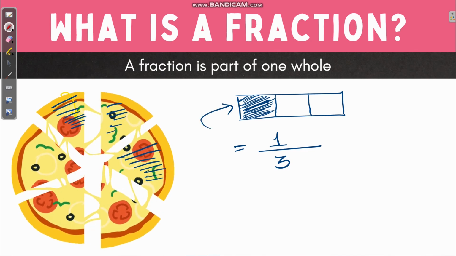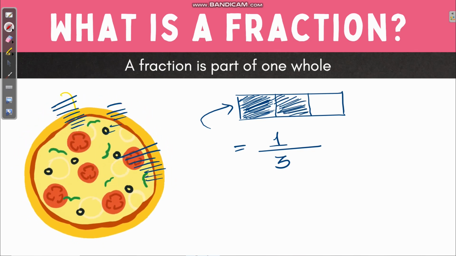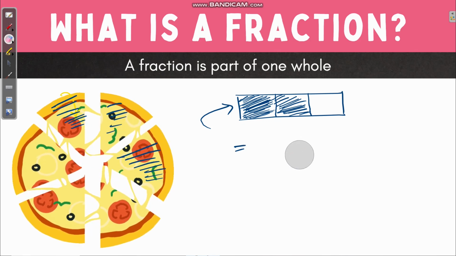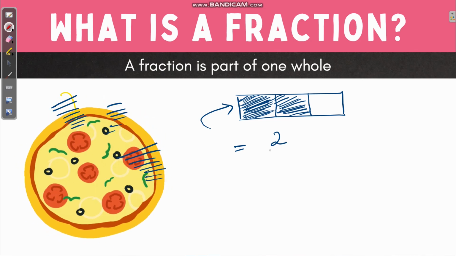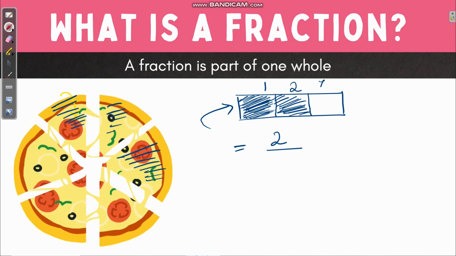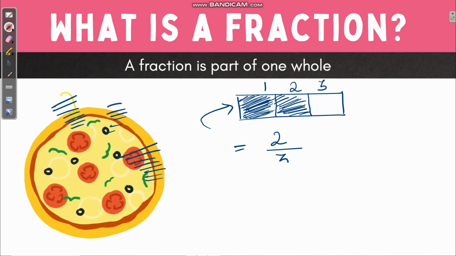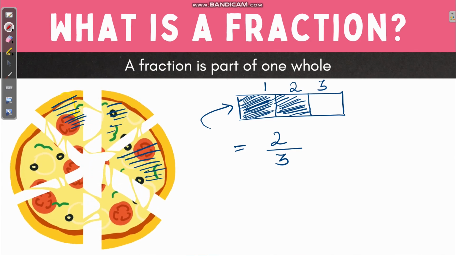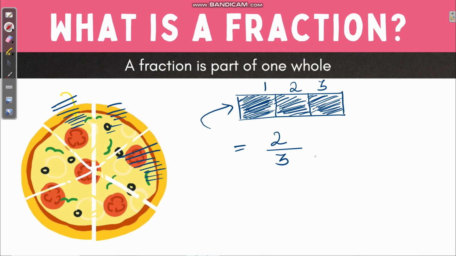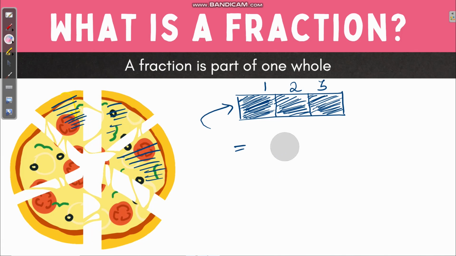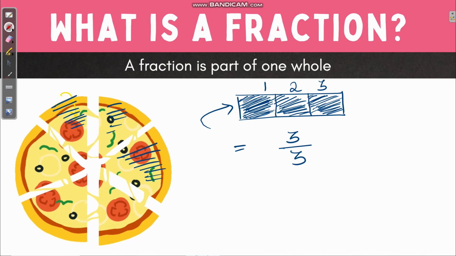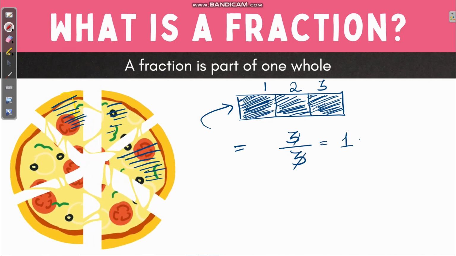If I shade the second part also, now there are 2 shaded parts, so I have selected 2 parts. Now the fraction is 2 upon, see, the denominator will always remain the same, that is the total number of parts, that is 1, 2 and 3, and all of them are equal parts, so it will be 2 by 3. Now let's shade the last part. Now I have selected 3 parts out of the total, that is 3 parts. If I cancel this, I get 1 whole.